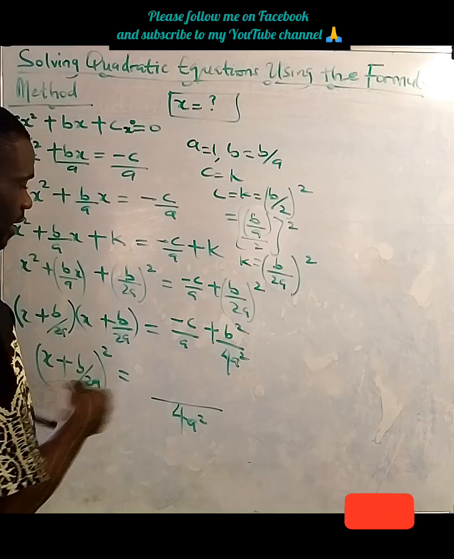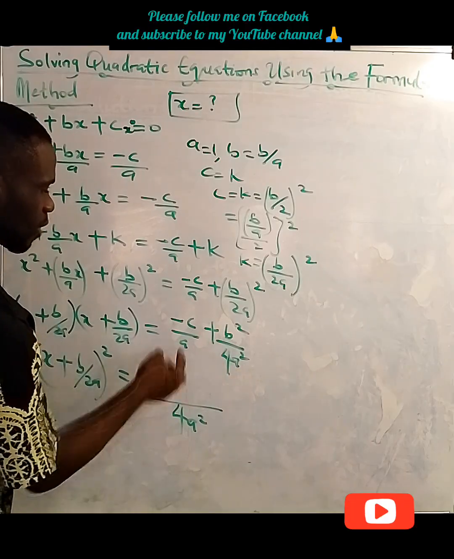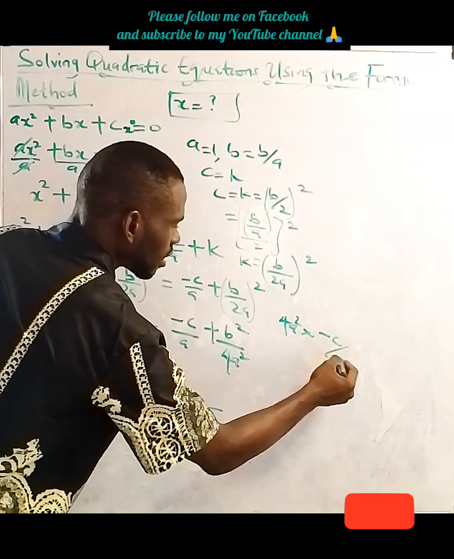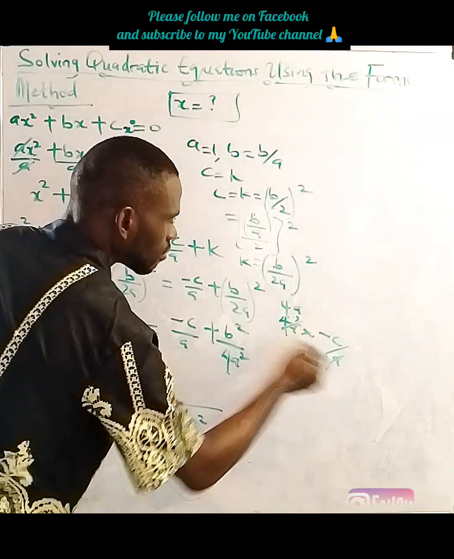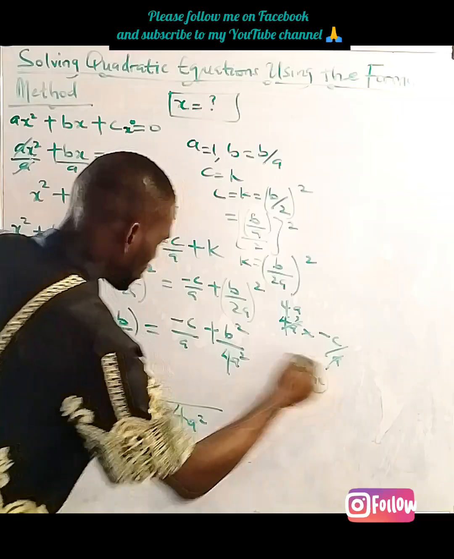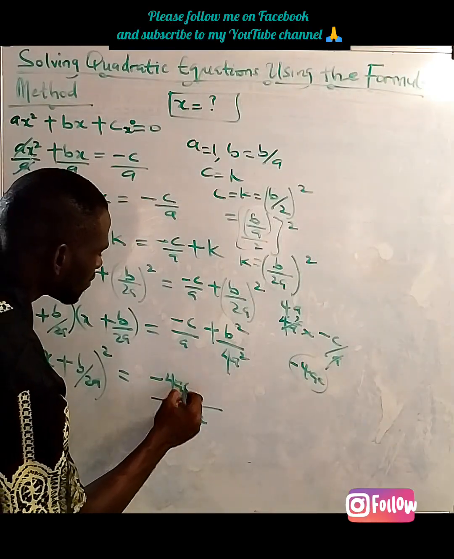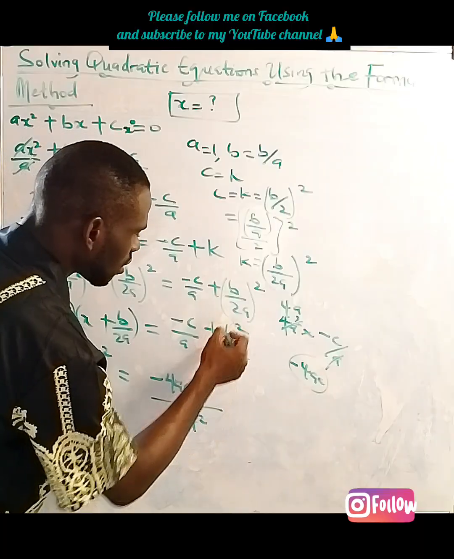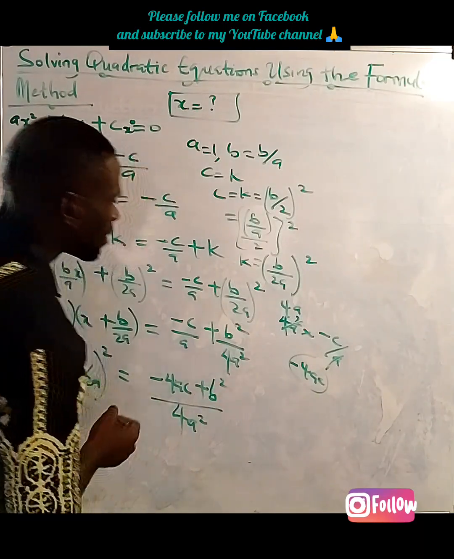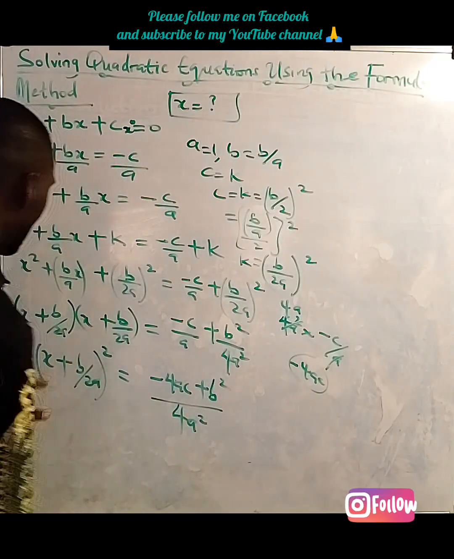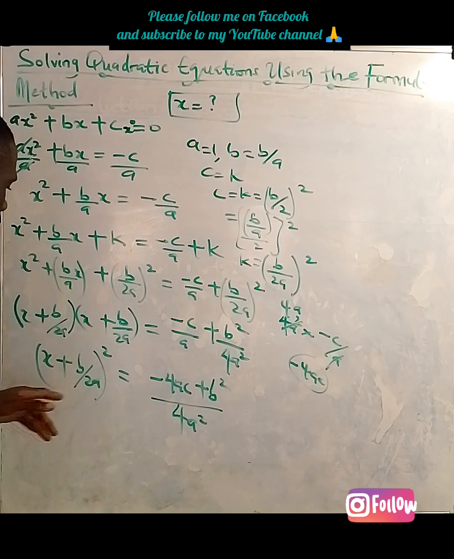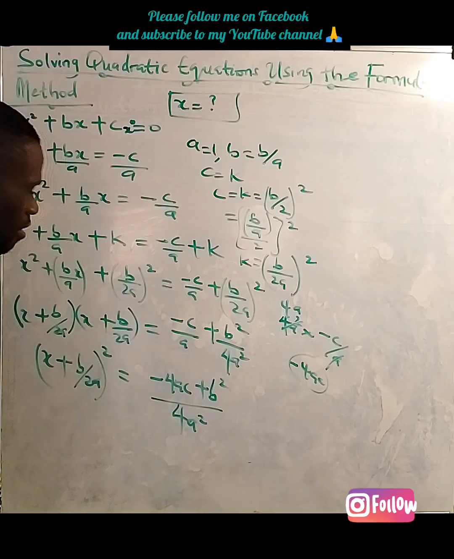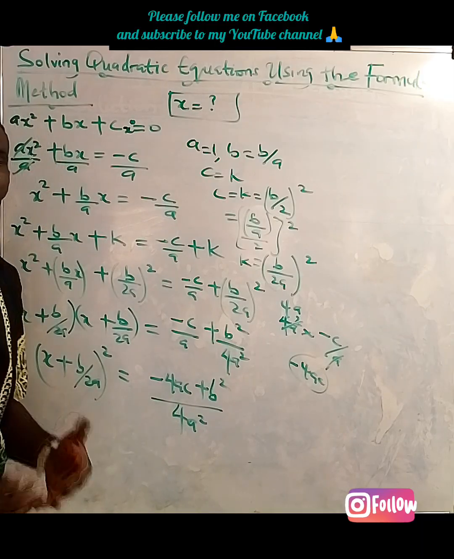So we're going to use our 4a squared to multiply each of the terms. So 4a squared times minus c over a. A here is 1, a here is 4a. 4a times minus c is minus 4ac. So right here we have minus 4ac plus 4a squared times b squared over 4a squared. That will give us plus b squared. That's what we're going to get there. So we have x plus b over 2a raised to power 2 equals minus 4ac plus b squared over 4a squared.